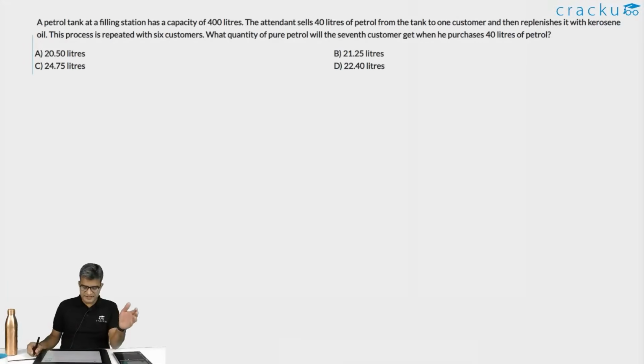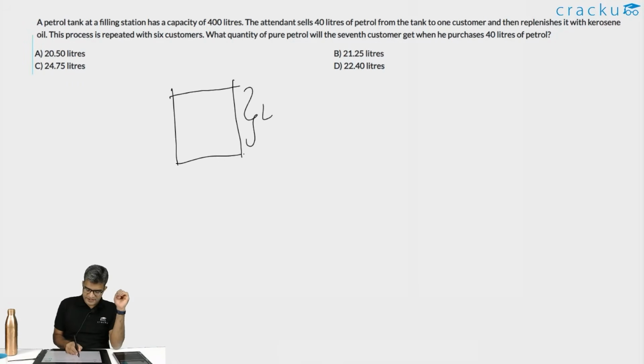In this question, there is a guy with a petrol tank. The filling station has a capacity of 400 liters. Initially, all the 400 liters were petrol. So I would assume that this is how the petrol tank works. This is 400 liters. All of that is petrol.